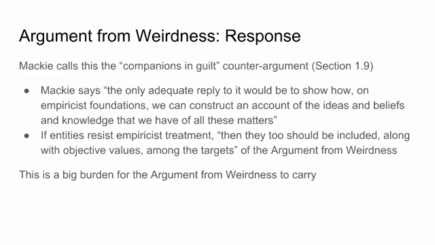So what does Mackie have to say to this kind of argument? Well, he does directly address it, and he calls it the companions in guilt counter-argument, which I think is a good name. What Mackie says is that the only adequate reply to this counter would be to show how on empiricist foundations we can construct an account of the ideas and beliefs and knowledge that we have of all of these matters. So of all of the things on the previous slide, Mackie says we're going to need an empiricist account of all of those objects. And he says that if those entities resist empiricist treatment, then they should also be targets of the argument from weirdness, along with objective values.